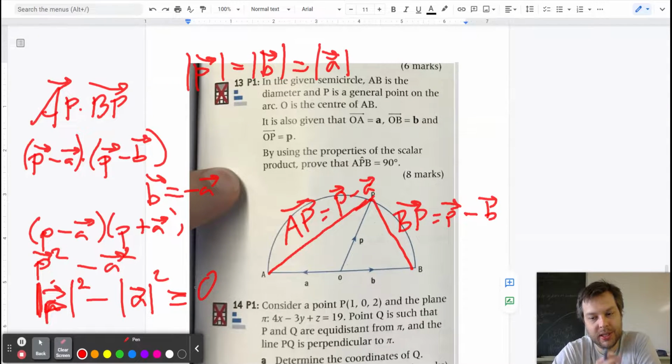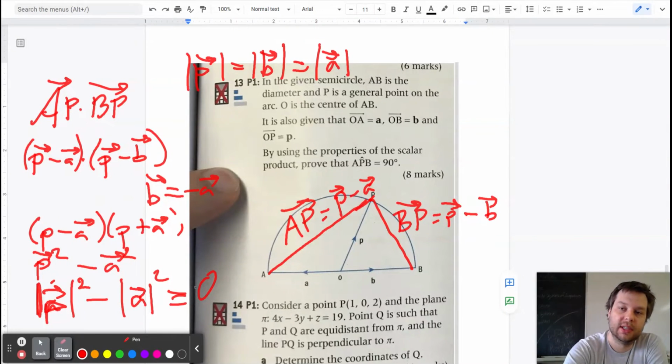So really all we did was set up the dot product because we were trying to prove that there was a 90-degree angle. And then we used the fact that A and B are pointing in opposite directions. So A is equal to negative B. So we use that substitution. And then we use the point that A, B, and P are all equidistant to make it equal 0.